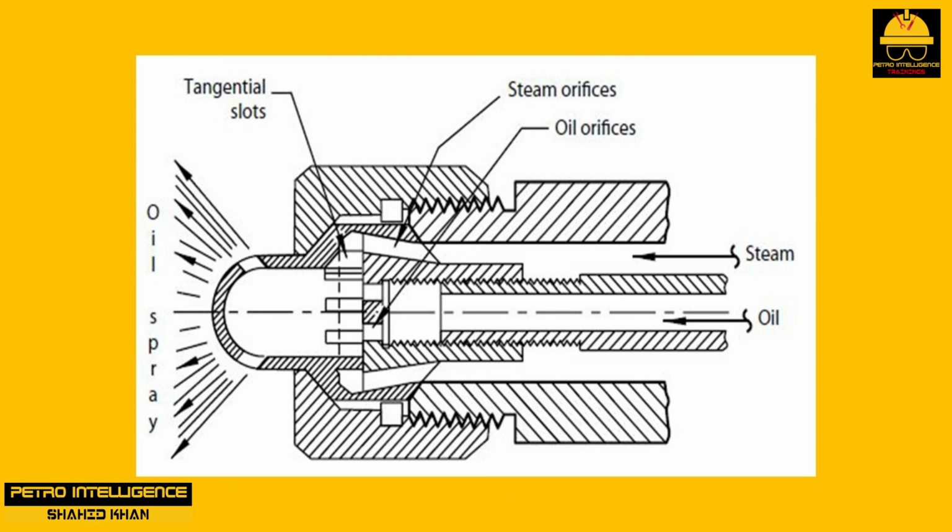The pressure drop of the oil through both the oil orifices and the tangential slots is typically 10 to 30 psi, 0.5 to 2.0 bar. In general, an oil-fired burner uses a higher percent of excess air, as it's more difficult to mix air with liquid fuel than with gaseous fuel.